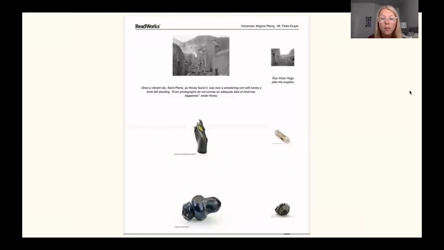So these are all pictures of different artifacts that Edmund Hovey collected from the volcanic eruption of Mount Pelée. And it says, once a vibrant city, St. Pierre, as Hovey found it, was now a smoldering ruin with barely a brick left standing. Even photographs do not convey an adequate idea of what has happened, wrote Hovey. So there's nothing left to this town after this volcanic eruption.